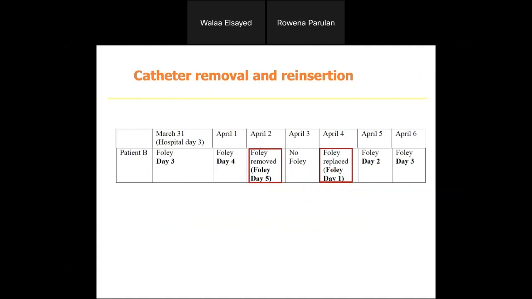In this example, the Foley's was removed on April 2 and there was no Foley's on April 3. So April 4 will be day 1 of the Foley's. We should be counting the days from the very start.